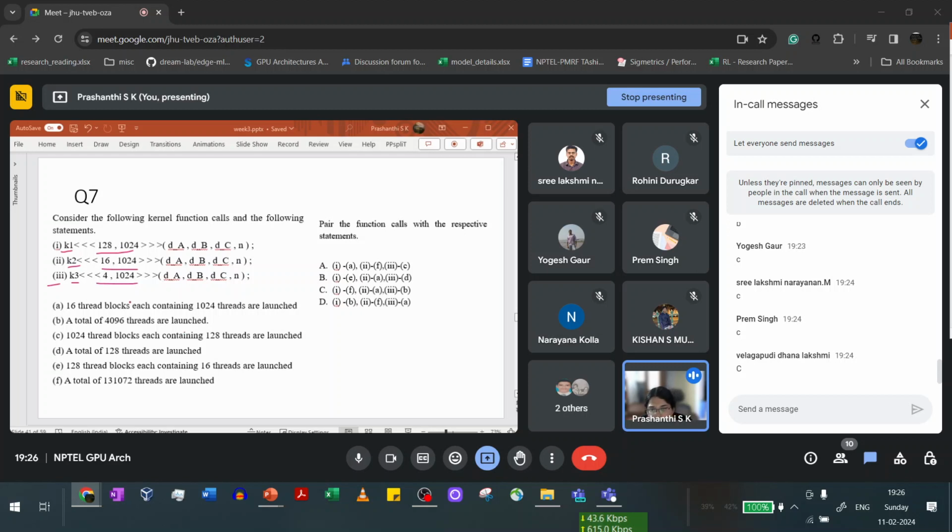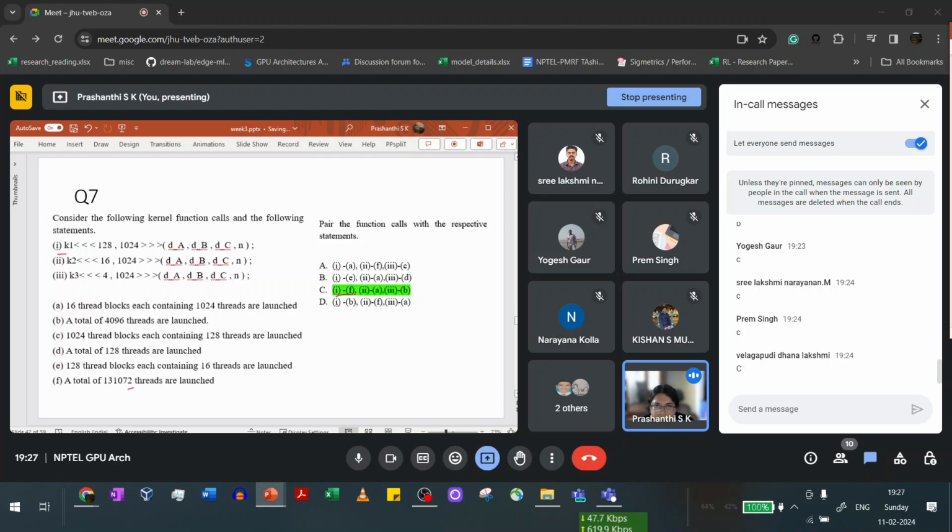Okay, let's look at the answer. It is C. So let's just look at C and see if the options match. So kernel 1, the matching statement is F. A total of 131072 threads are launched. So if you multiply these two, you will get this. A quick sanity check is 8 into 4. The last digit is 2. But you can multiply it and confirm that that is true.